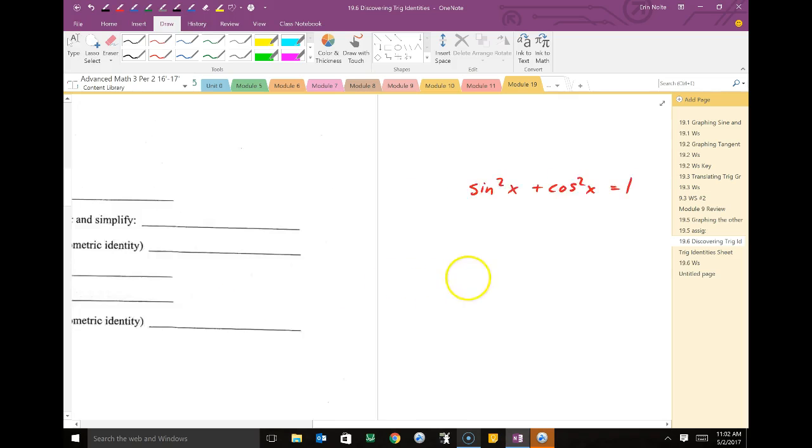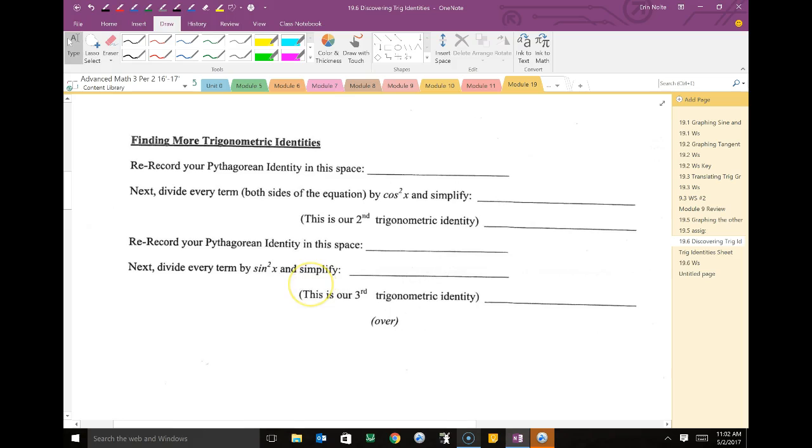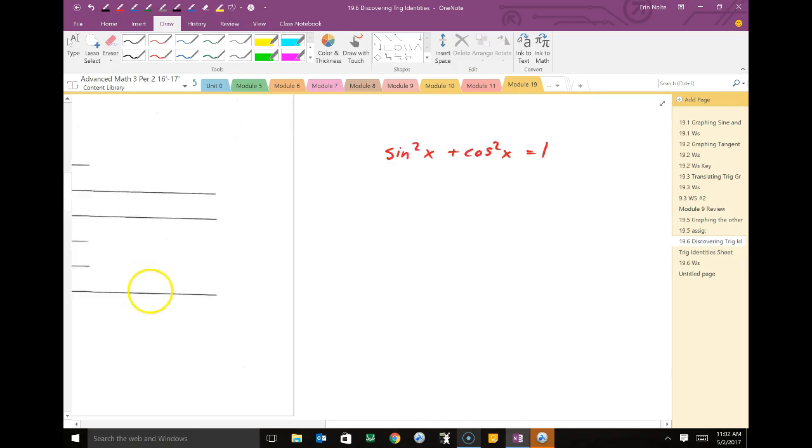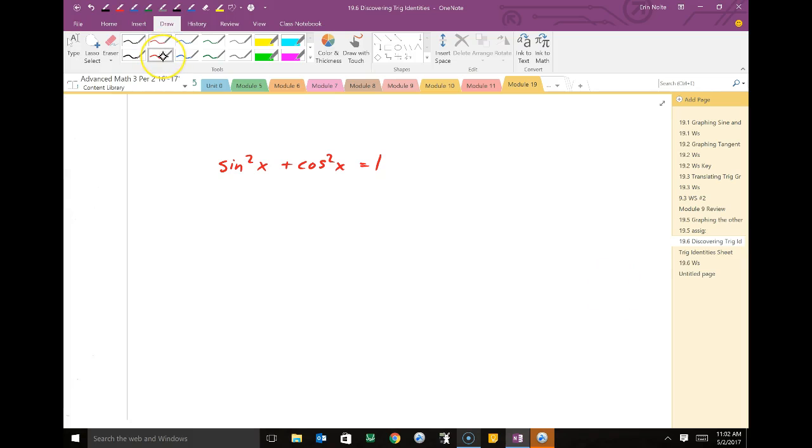Well, the first thing that this says here is divide every term by cosine squared. And notice that it says both sides of the equation. What I'm going to do is divide every piece by cosine squared. So, manipulating this just slightly, if I divide everything by cosine squared and simplify, we will get something new.